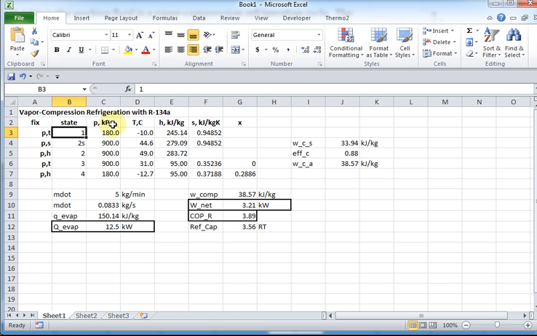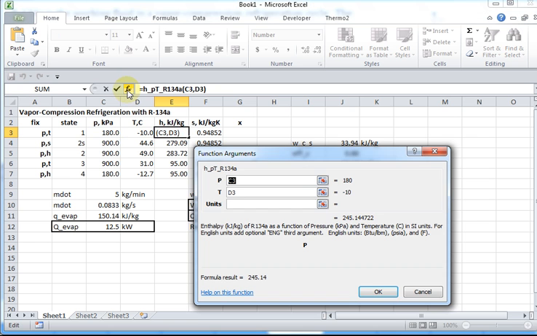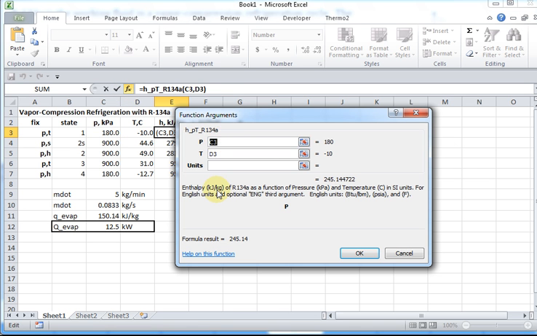Okay, so it comes in at that pressure and that temperature, and I use this call to this routine right here, right? Evaluate the enthalpy, knowing pressure and temperature of refrigerant 134A, given C3 is pressure in kilopascal and D3 is temperature in degrees C. If I have any questions, I hit this and it tells me more about enthalpy, kilojoules per kilogram. Refrigerant 134A is a function of pressure in kilopascal and temperature in degrees C, SI units. And if I want to do English, I just have to put ENG as a third argument, which I don't do. And there's the result.